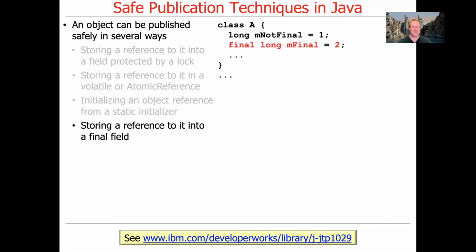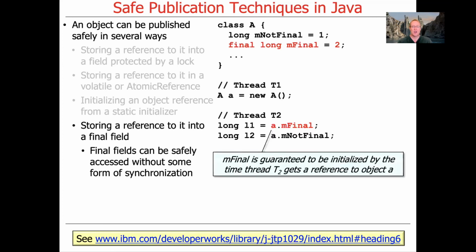There's yet other ways of being able to do safe publication. You can store a reference to an object into a final field. And this is a very popular technique we'll talk about in a second, based on what are called immutable objects. So here's basically the way this works. If you have final fields, they can be accessed without requiring any other form of synchronization, because final has certain semantics and certain guarantees on it that work nicely to ensure that objects will properly be propagated throughout the system.